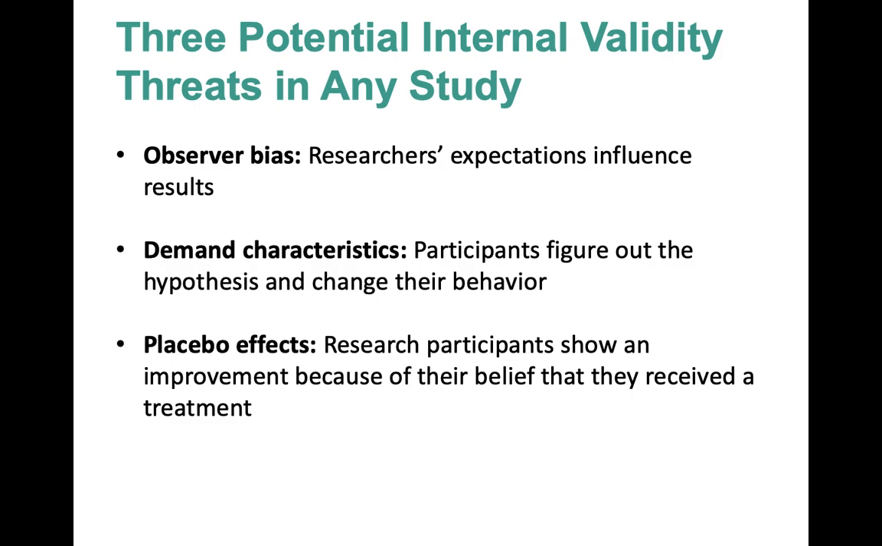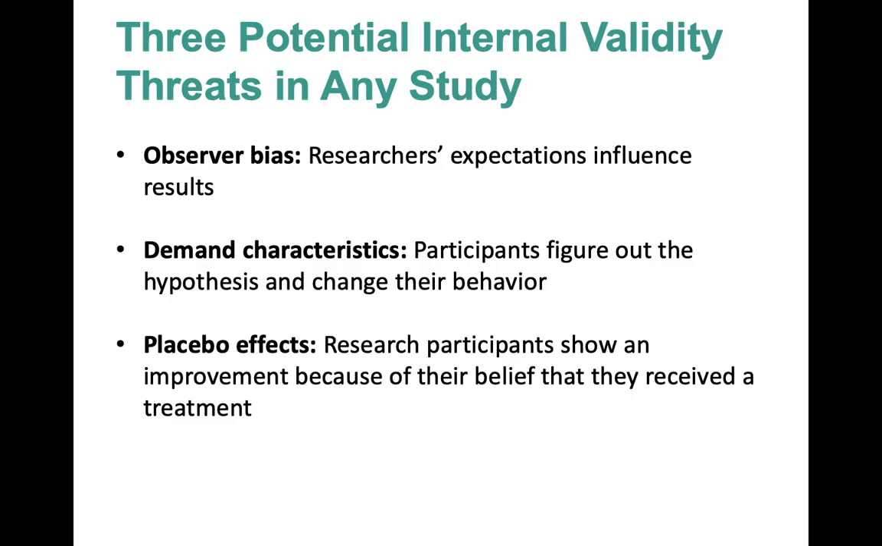Demand characteristics occur when participants figure out the hypothesis and change their behavior in the expected direction. So when participants know what the hypothesis is, they kind of play the role and act the part, and try to act in a way that will confirm the hypothesis. And then we've got the placebo effect there, which I'm actually going to come to on the next slide.